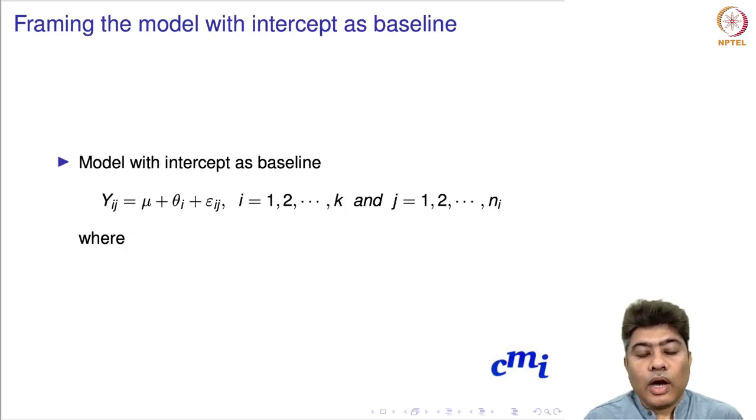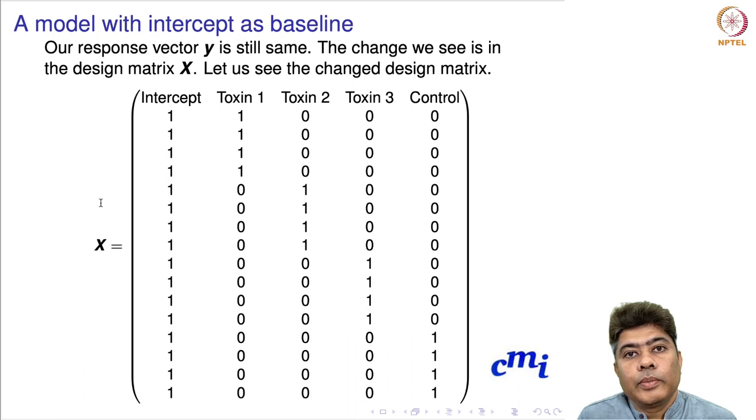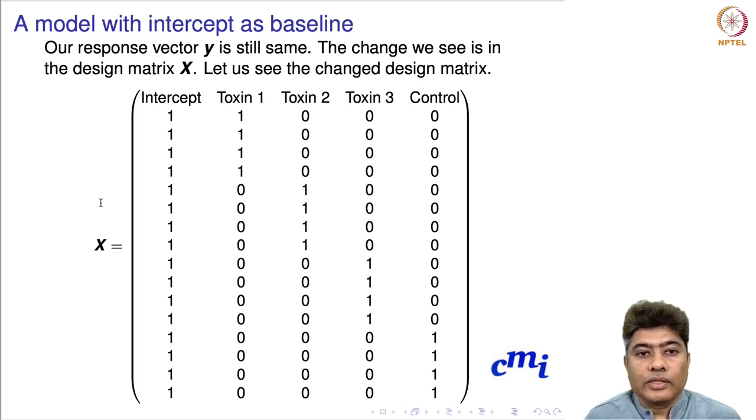So now we are going to consider a model with intercept as baseline. There will be a baseline effect mu, and then some toxin level theta i, plus some noise variation epsilon ij. That is what we are considering as y ij. Our response vector y is still the same. The change we see is in the design matrix. Let us see the changed design matrix.